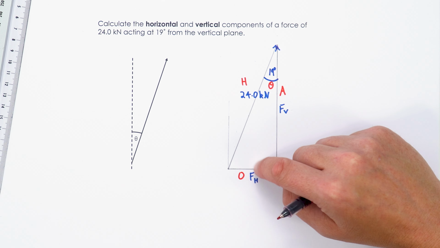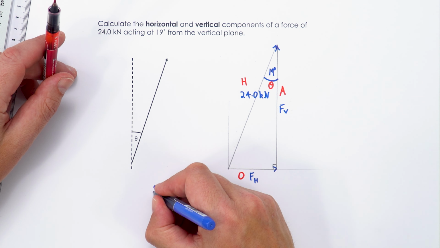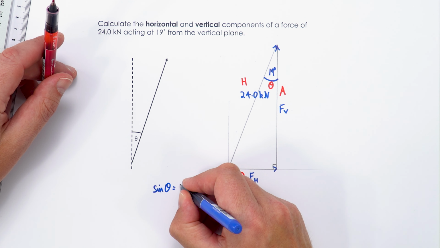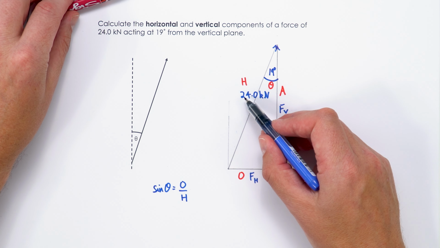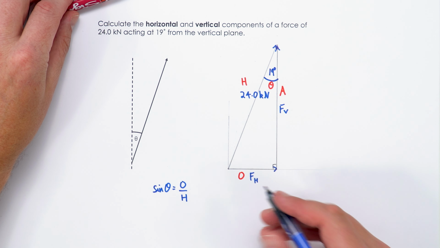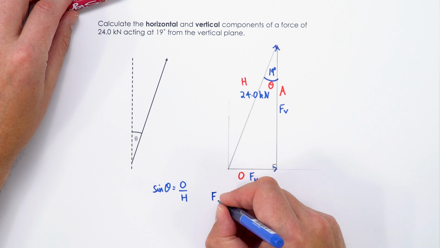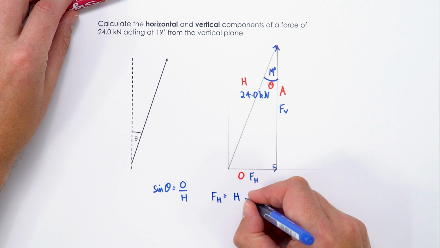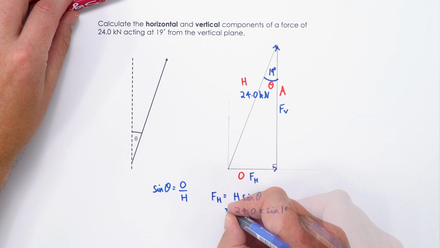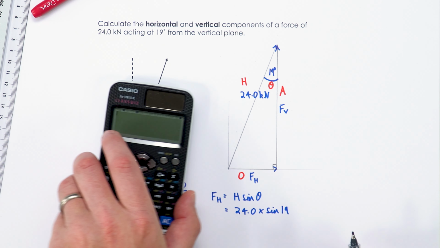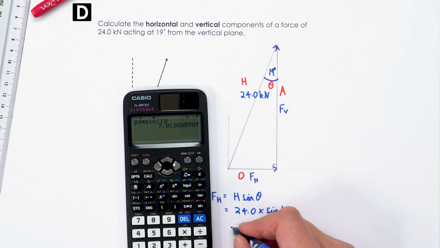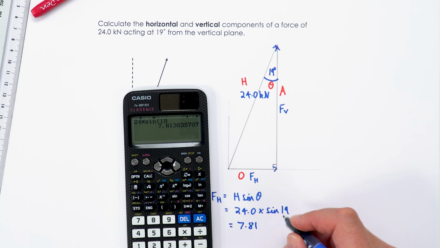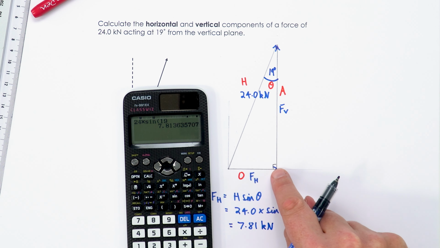So we know the hypotenuse, we know theta, and we don't know the opposite side. So thinking about SOHCAHTOA, what we could say is sine theta is equal to the opposite divided by the hypotenuse, and that means if we multiply the hypotenuse by sine of the angle, we'll get this opposite side. So the opposite side, which is FH, is equal to H sine theta, which is 24.0 times sine of 19. I've checked that my calculator is set in degrees mode, and then it's just 24 times sine 19, which is equal to 7.81. So that would be 7.81 kilonewtons for that component of the force.